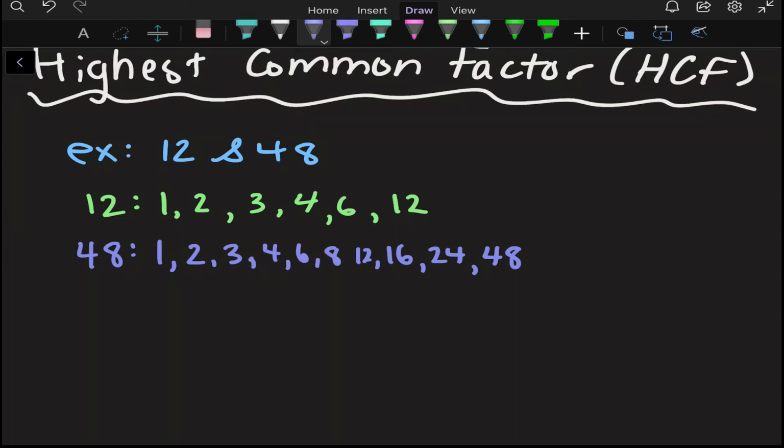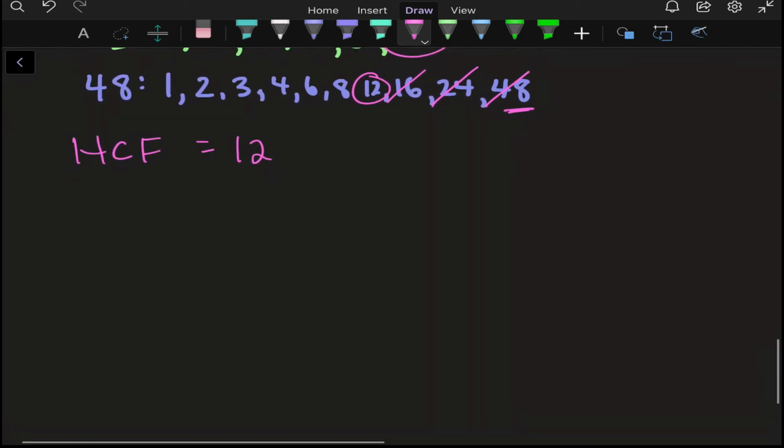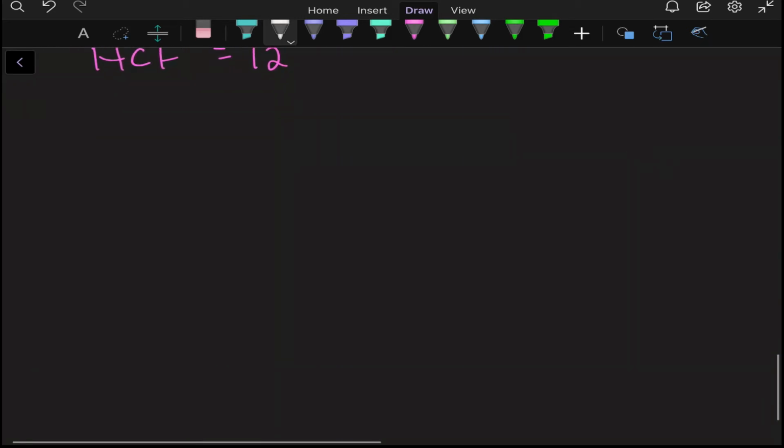Now that we have all of our factors listed, we can go through and figure out what our highest common factor is. We're going to start from the right, because all of our highest numbers are on the right. 48, no. 24, no. 16, no. Oh, but 48 has 12, just like 12 does. So that is going to be our highest common factor. Pretty straightforward.